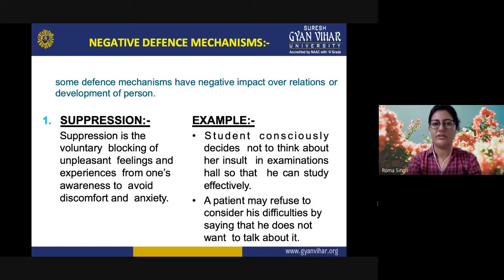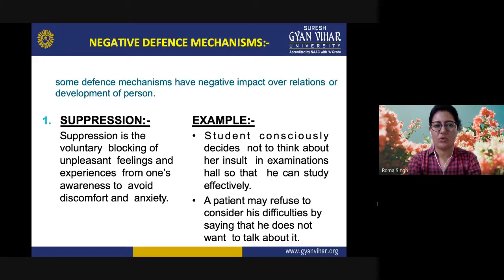Now we will go through the negative defense mechanisms. Earlier we studied about the positive defense mechanisms. Now the results which can be maladaptive: these are negative defense mechanisms. They have a negative impact on relations or development of a person. So the first one is suppression.